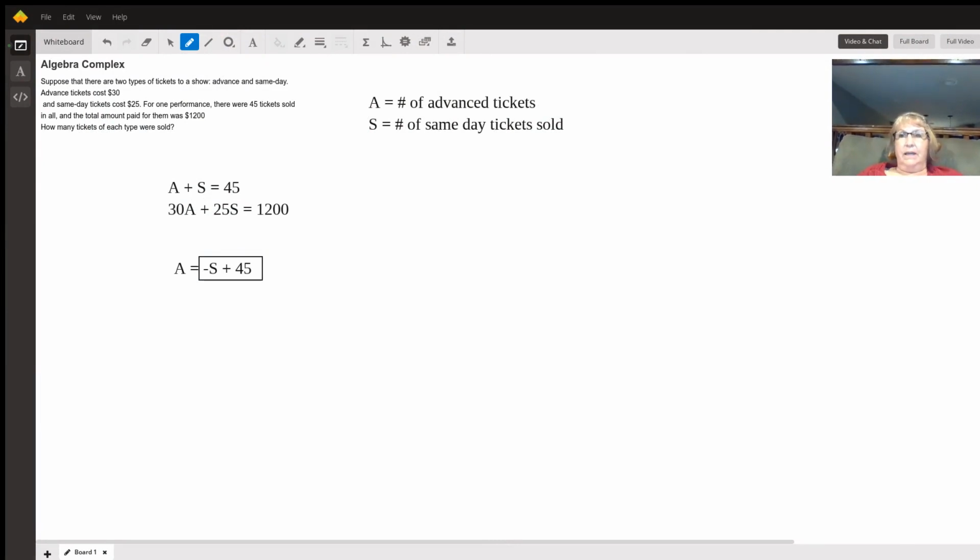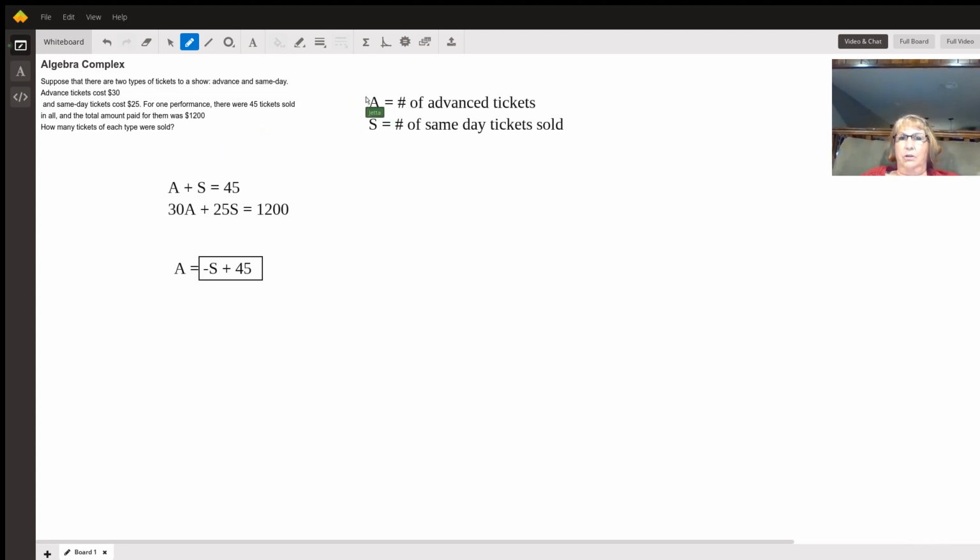So let me just tell you how I usually tell my kids to do this. I always tell my kids to start, believe it or not, at the last sentence in the whole problem. The last sentence says, how many tickets of each type were sold? We know we have two types of tickets, and the question we want to answer is how many of each were sold? So that's where I'm going to start.